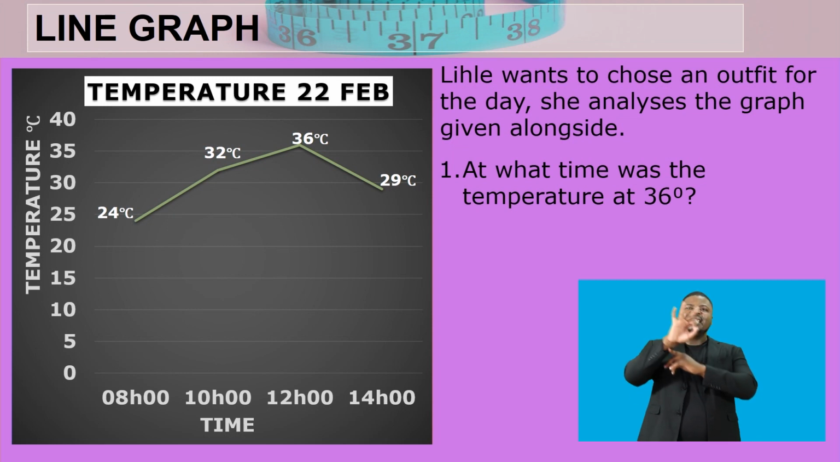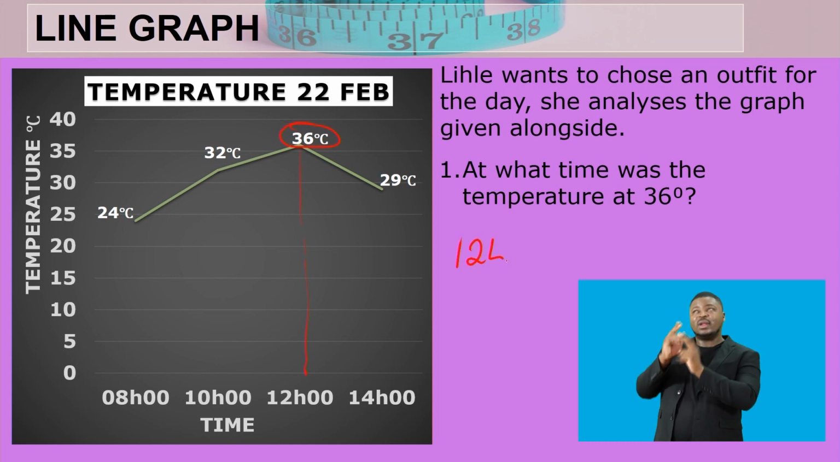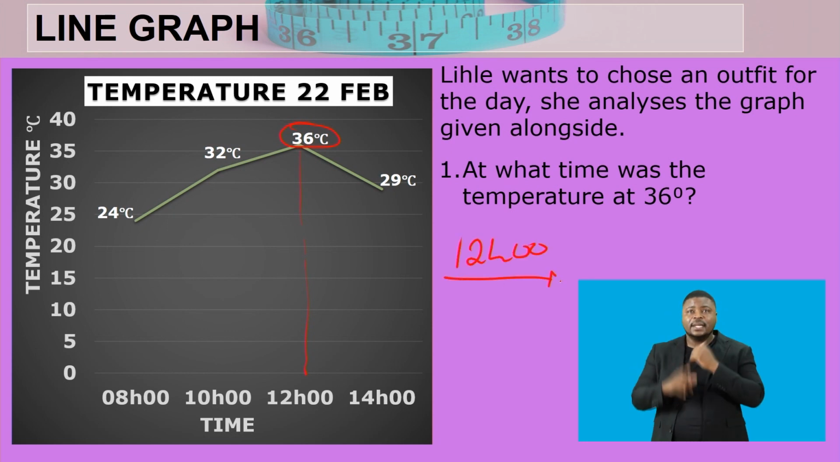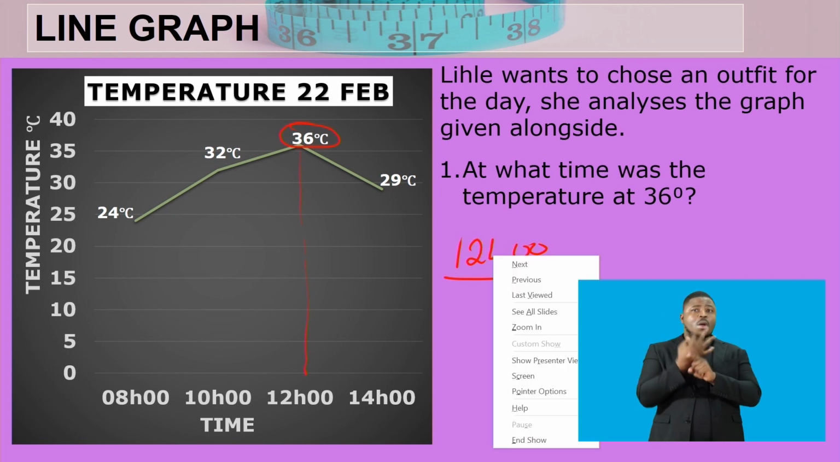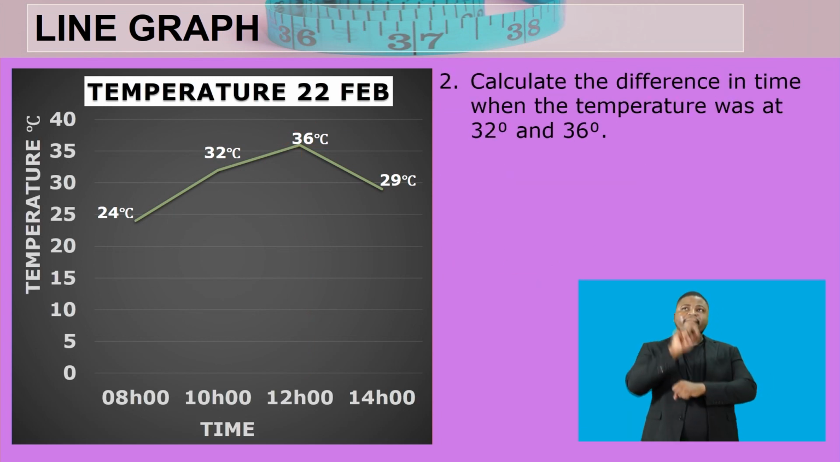We go to our temperature, we check 36, here is 36 degrees Celsius. Then we check at what time was that temperature at 36. It was at 12 noon. So it was at 12 o'clock. That was the time. Remember, whenever we write our time, we have to write it as time, not as a duration. So it means it was at 12 o'clock.